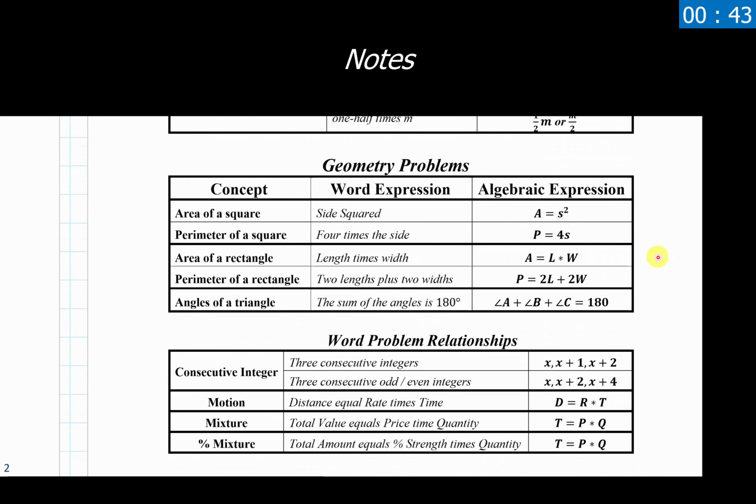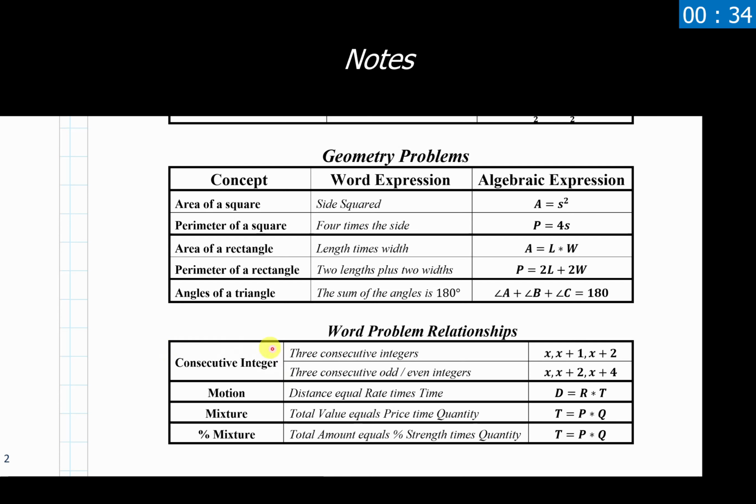Then we have some ways that geometry problems and some word problems can have relationships between numbers written out here. Pay attention specifically to this consecutive integer one. If we have, let's say, 3 consecutive integers versus 3 consecutive odd or even integers, how we write those out, how we could use this to help translate things into expressions and equations for ourselves. But just a quick summary of a lot of these here. Again, as necessary, pause the video, go back and review these, write them down for yourself, maybe screenshot the video as necessary. But we are going to use these as we dive into 3 example problems.